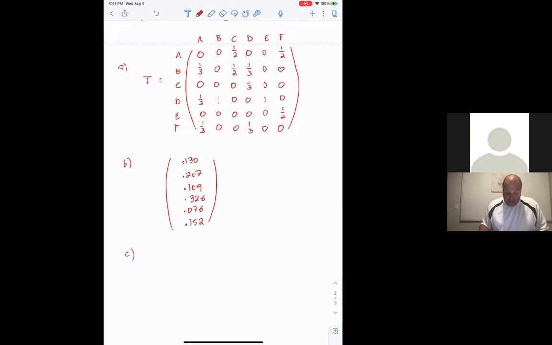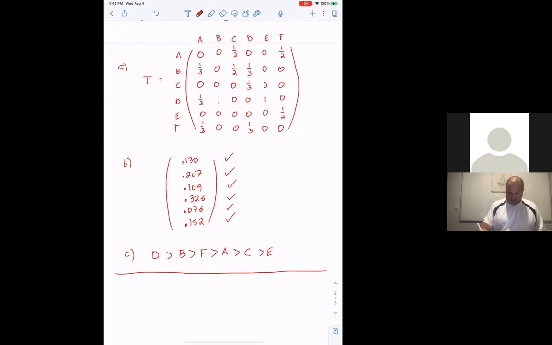And then part C, rank the vertices in order of importance. In order of importance, I guess we'll take the mean, which one occurs the most often. So D, being 0.326, is the only 0.3 that's greater than B. And then let's see, the only 0.07 is E, so E will be at the end. And then 0.15 is bigger than 0.130, which is bigger than 0.109. So DBFACE would be the ranking in order of importance.